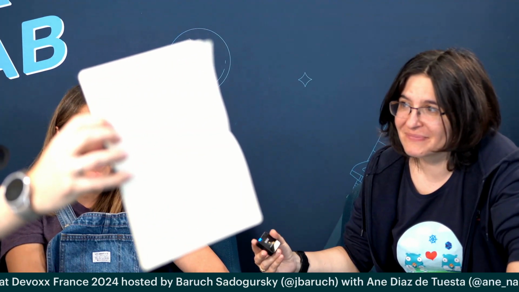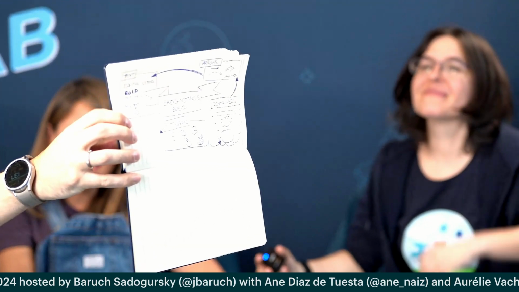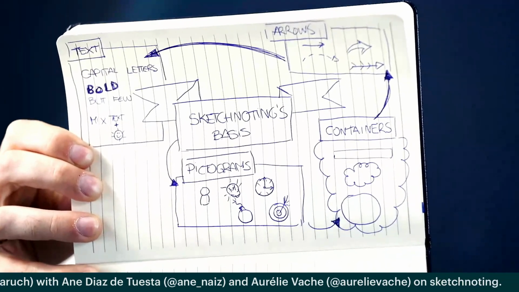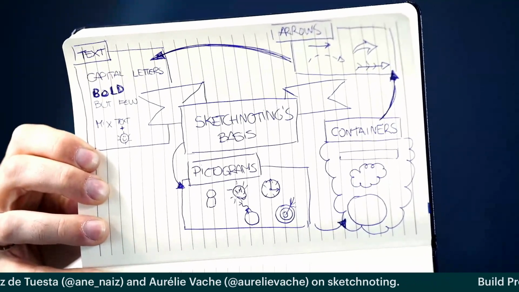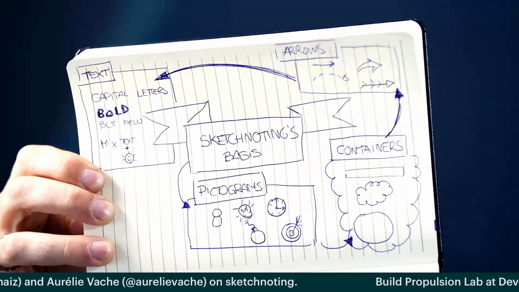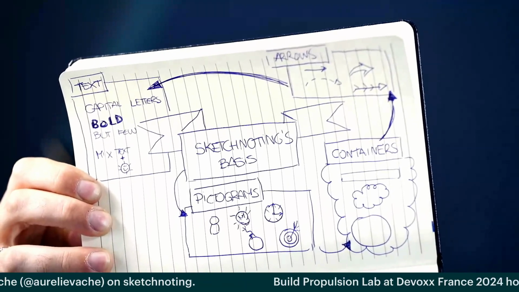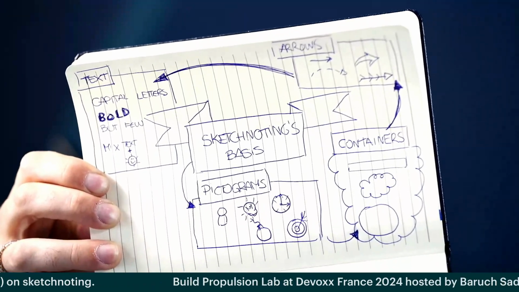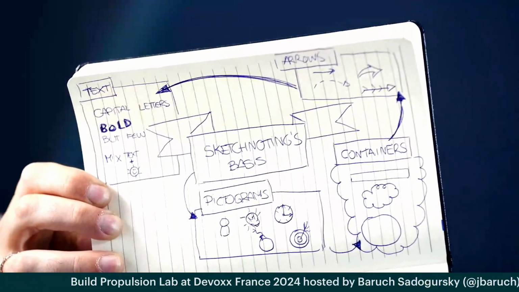Here is our complete sketch note of this talk, of this interview, on how we learned about sketchnotes. And we have the text inside some containers, for example the bold, and integration of text and pictograms. Beautiful. That was fascinating. That was really, really cool.